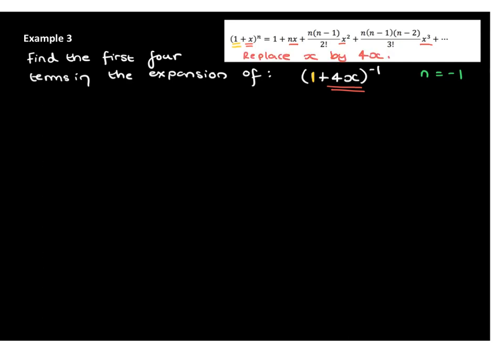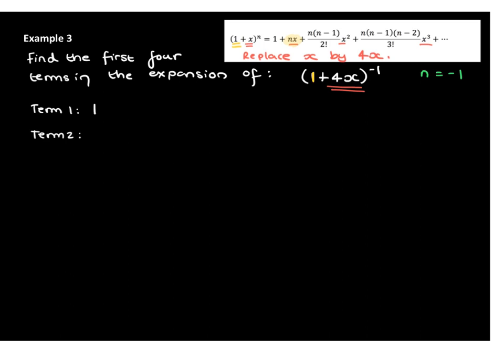So let's start working through our expansion. So my first term is simply going to be 1. My second term, which is n multiplied by x, so I'm up to here in my expansion.